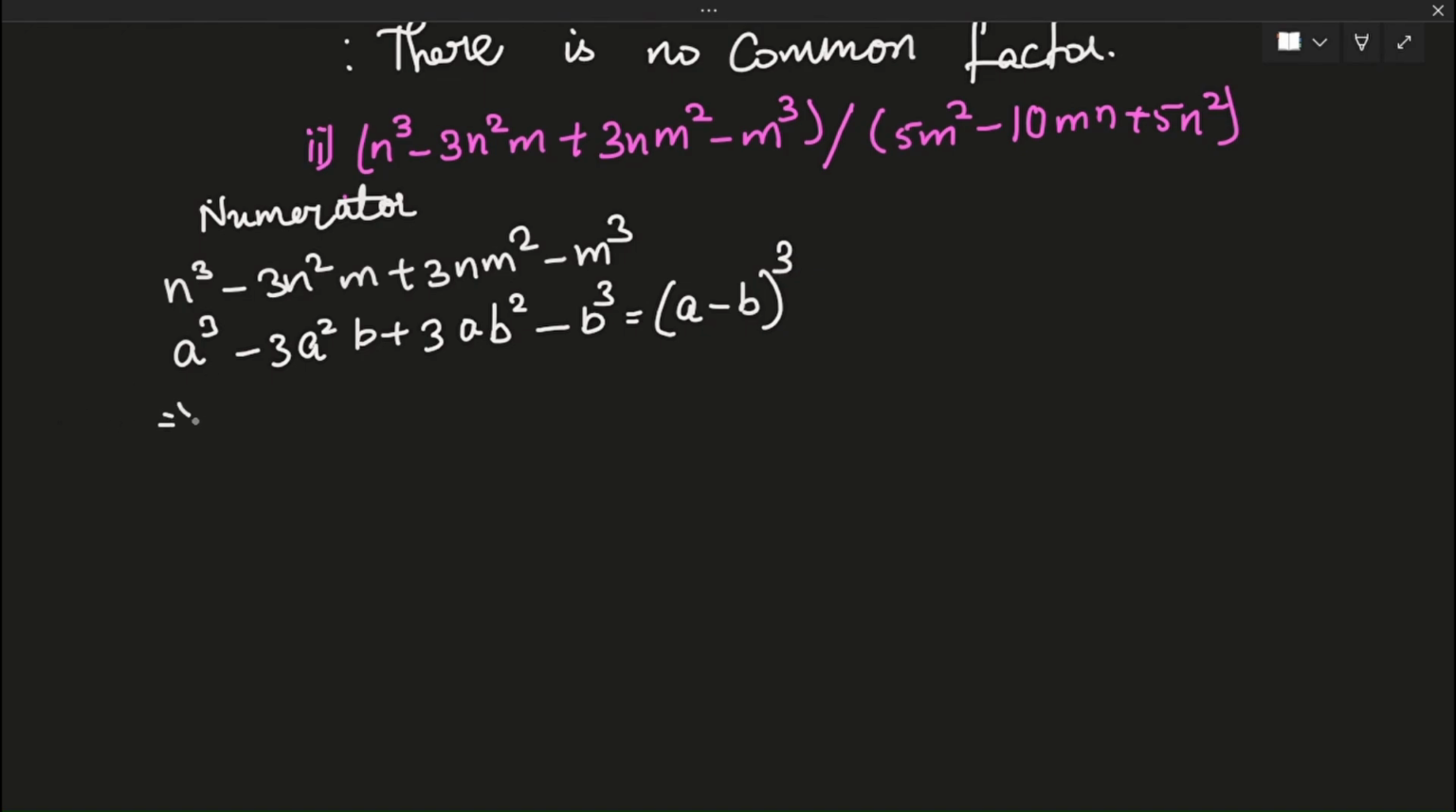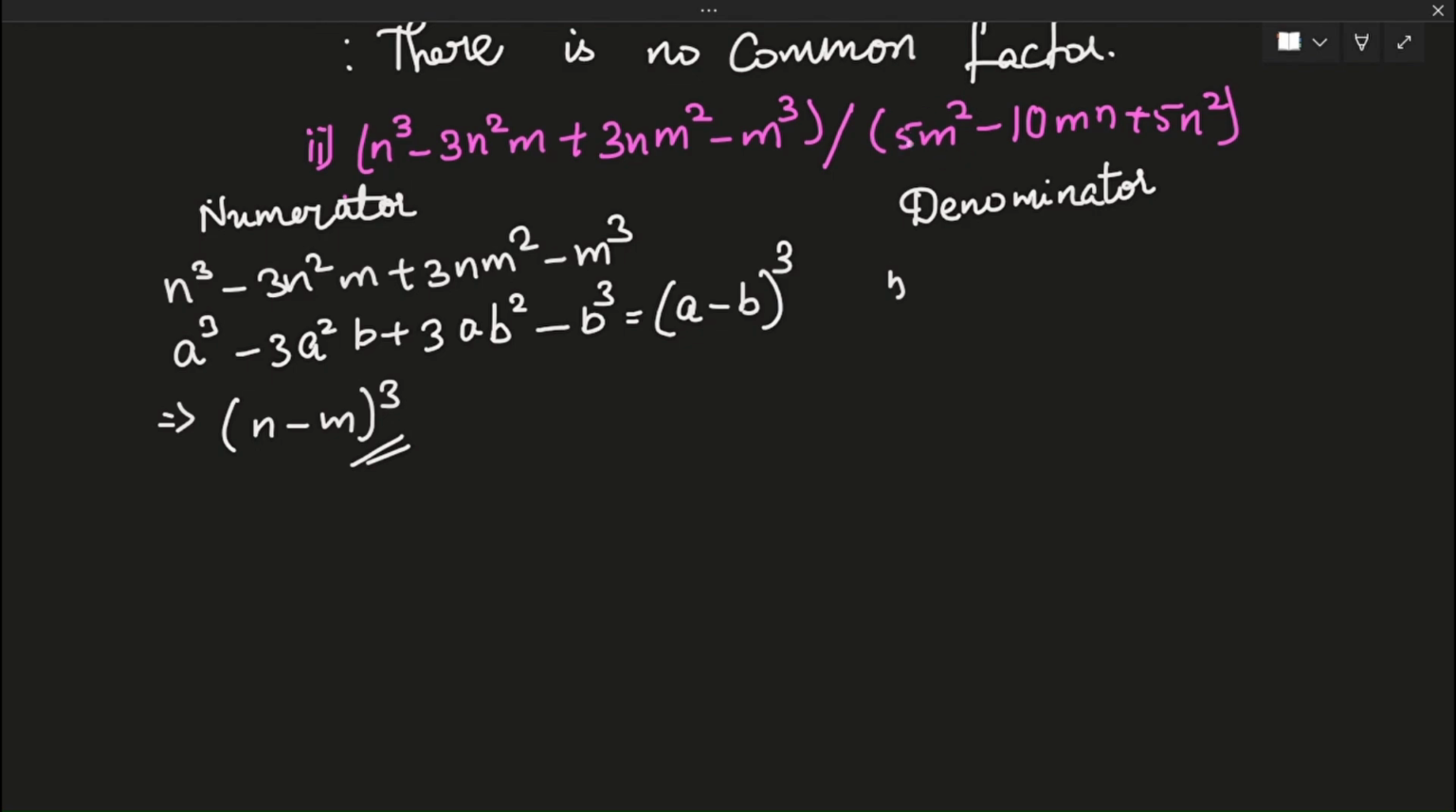So here what is A? A is nothing but n. What is B? M. So whole cube. So this is our numerator. Now we will go with the denominator. See denominator, this all will be divisible by 5. So shall we take 5 as common?